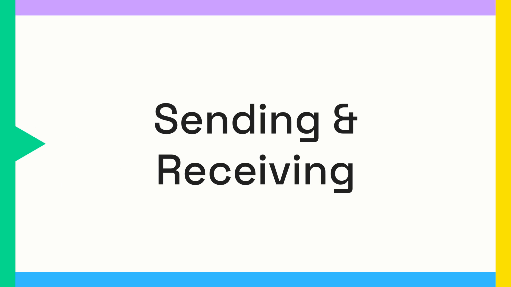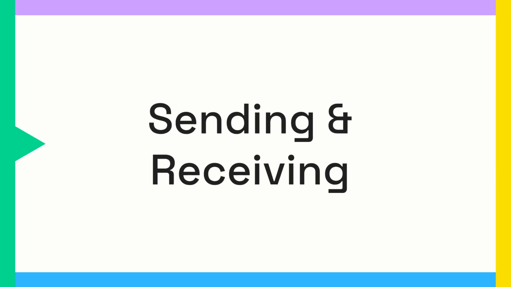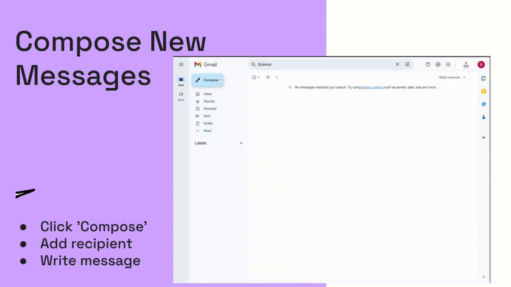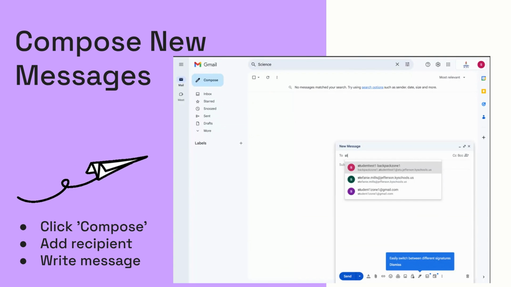Sending and receiving emails is fundamental to using Gmail. It's how you'll communicate for all your school-related tasks. To compose a new message, simply click the Compose button. You'll enter the recipient's email address, a subject line, and then type your message. Then click on Send. Easy peasy.